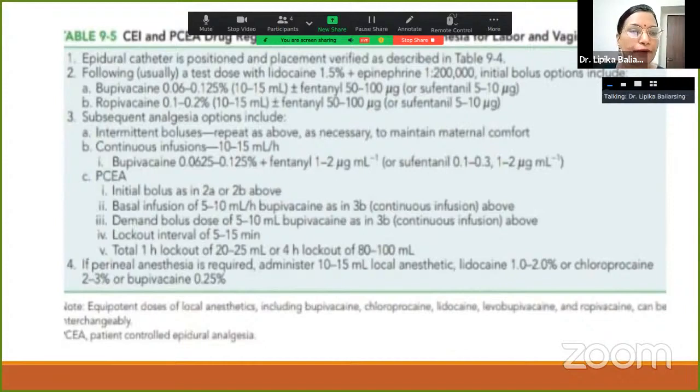protocol. And if we are going for PCA, that is patient controlled analgesia, then we set the initial bolus as 2A, 2B. The basal infusion of 5 to 10 ml of bupivacaine, and the demand bolus dose of 5 to 10 ml of bupivacaine. That is as 0.0625 to 0.125% plus fentanyl 1 to 2 microgram strength, and lockout interval of 5 to 15 minutes, and total 1 hour lockout of 20 to 25 ml, or 4 hour lockout of 80 to 100 ml.